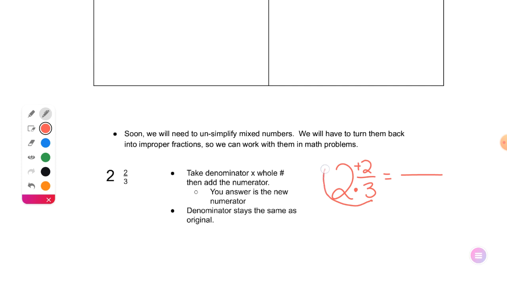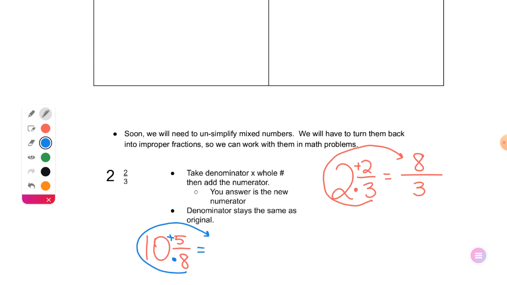What's 2 times 3? 6 plus 2? 8. And that number goes there. So you start at the bottom, you wheel yourself around to the top of the other one. That's how we get our numerator. What's my denominator? It stays the same. Okay, let's do one more of those. 10 and 5/8. What work do I want to see, Chase? 8 times 10. Okay, so I'm gonna show my dot there. What else do I need to show? A plus sign, and then I'm gonna show my wheel. I'm gonna wheel myself around. 8 times 10 plus 5 is 85. What's my denominator? 8.